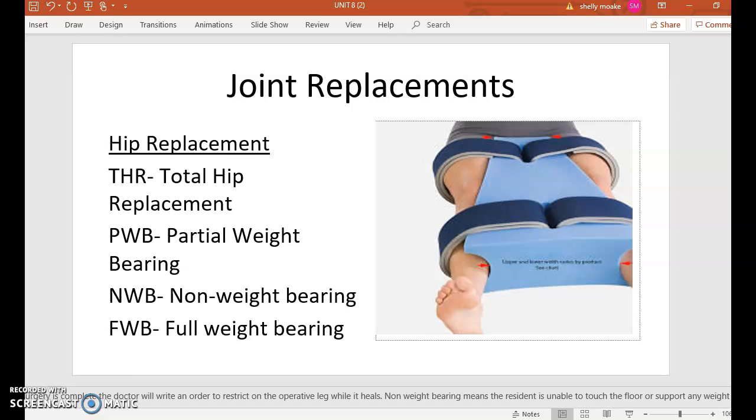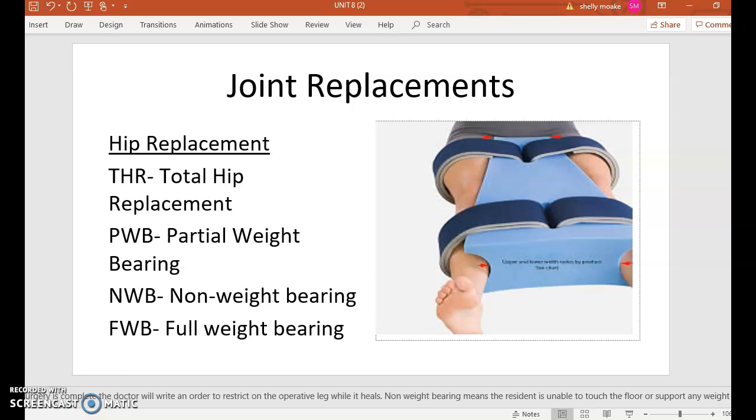When you're caring for somebody who has had a hip replacement, you need to pay attention to what their order is as far as ambulating or walking. PWB stands for partial weight bearing, NWB is non-weight bearing, and FWB is full weight bearing. So the doctor will say whether they want them to be able to put partial weight on the affected extremity or absolutely no weight bearing. That would mean they would be a total lift, or if they have full weight bearing. So that's just something important for you to know.